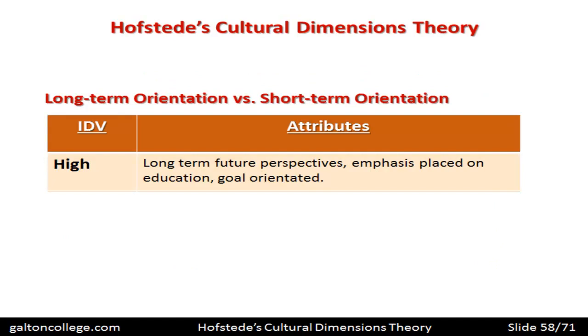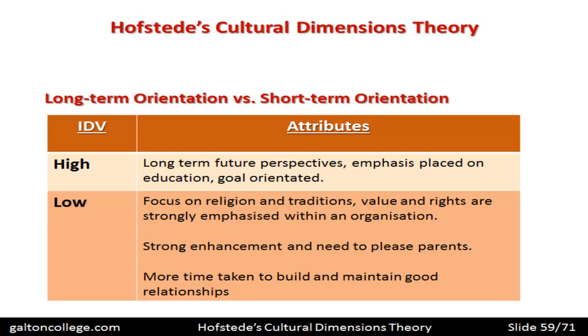Now the index, or the separation here: high index would be long-term future perspectives, emphasis placed on education and goal-orientated. The lower one focuses on religion and traditions. Values and rights are strongly emphasized within the organization or within the country, whichever one we're looking at. Strong enhancement and need to please parents. More time taken to build and maintain good relationships.